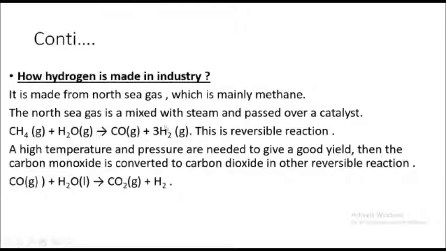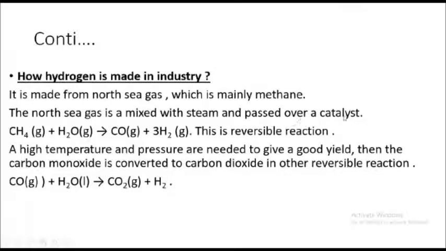The North Sea gas is mixed with steam. So when we are going to produce hydrogen in industry, the North Sea gas is mixed, you can combine it, with steam. Steam means evaporated water, water that exists in the form of gas.